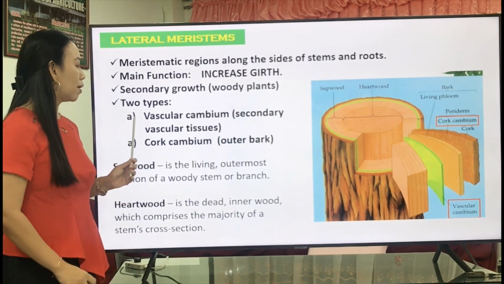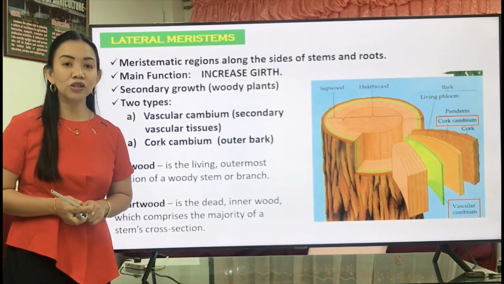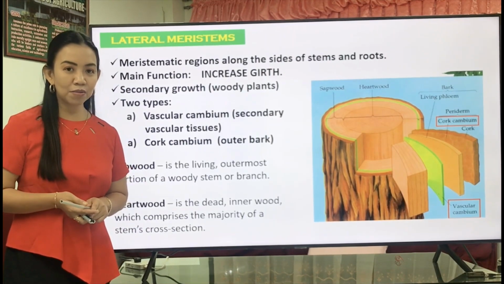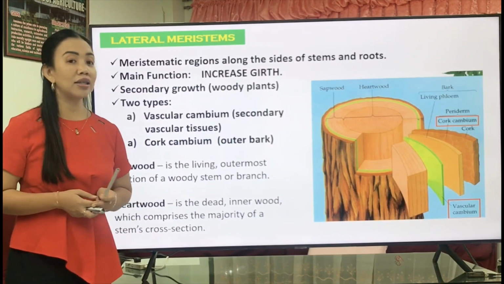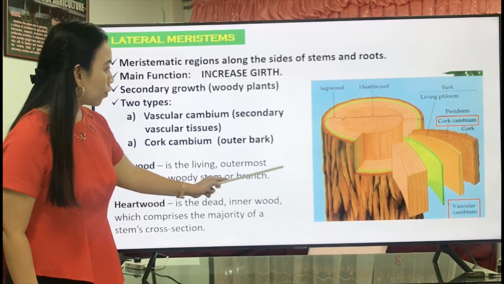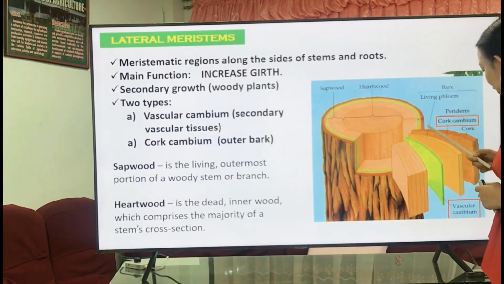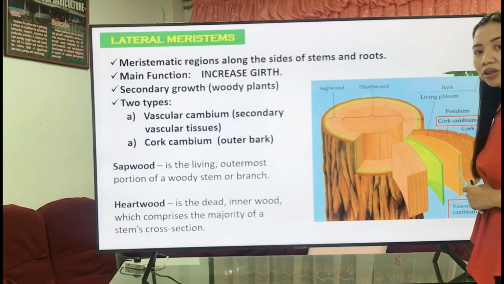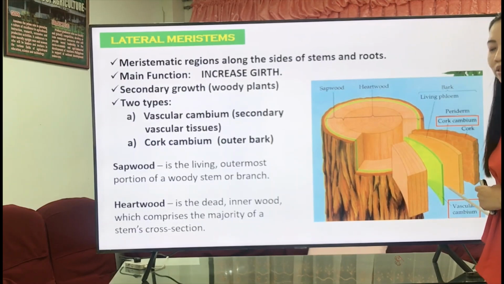So this vascular cambium is producing the secondary vascular tissues, meaning the secondary xylem and the secondary phloem. And then the cork cambium is producing the outer part. Here we have the illustration for the cambium. We have the cork cambium at this side and then the vascular cambium. The xylem and the phloem are located here on the vascular cambium side.